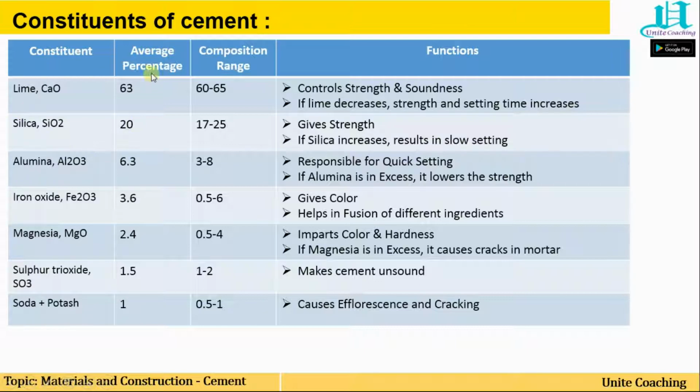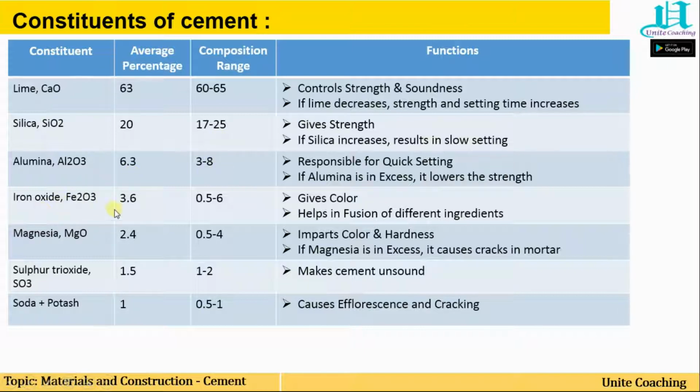See, lime has a 63 average percentage, and if you want to know the general range, the range of lime in the cement is 60 to 65%. Similarly, silica is 20% in the cement, or if you want the range, it is 17 to 25%. Then alumina is 6.3%, and its range is 3 to 8%.